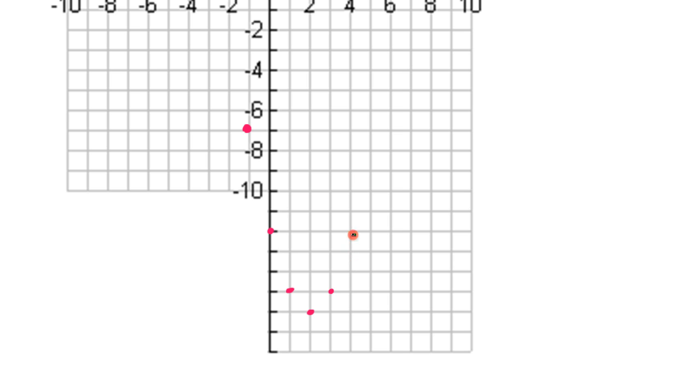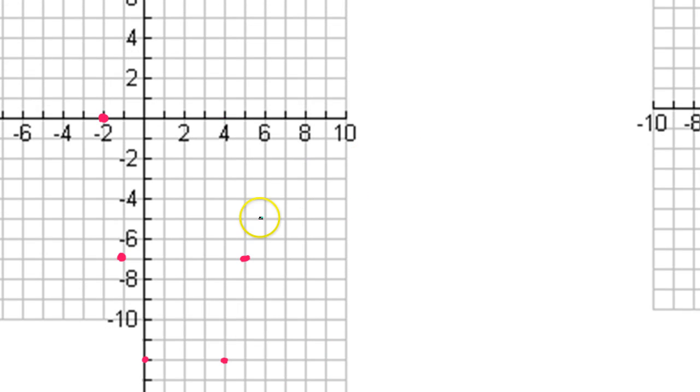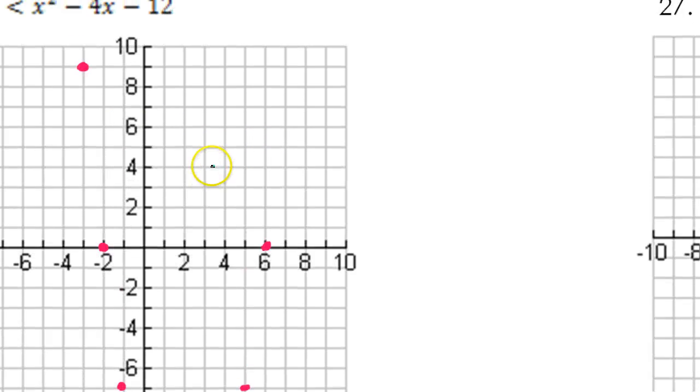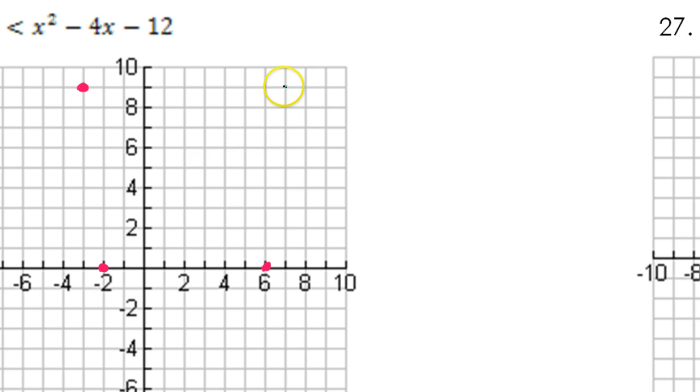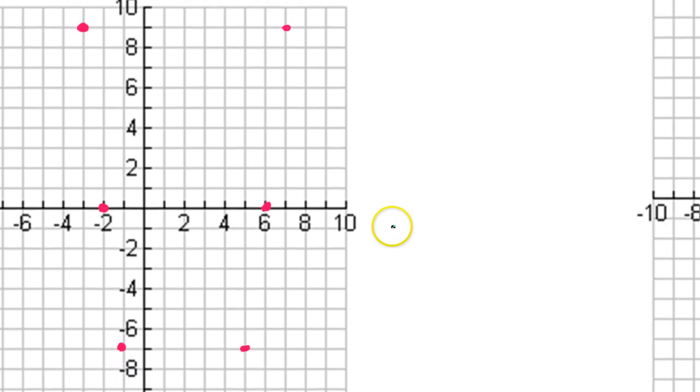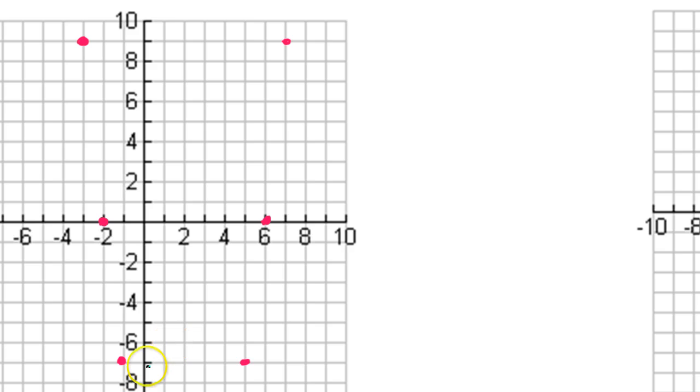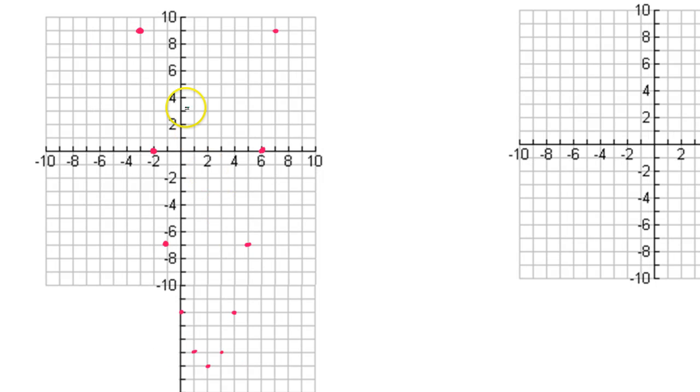So the next one is going to be here because of that. The next one's going to be here because of that. The next one's going to be here because of that. And the next one is going to be here because of that. Okay, so I'm going to have to zoom out because this is so big. Alright, so go ahead and graph the parabola.